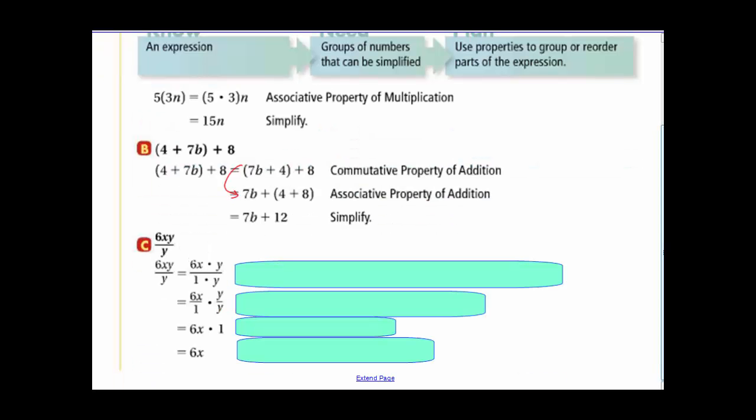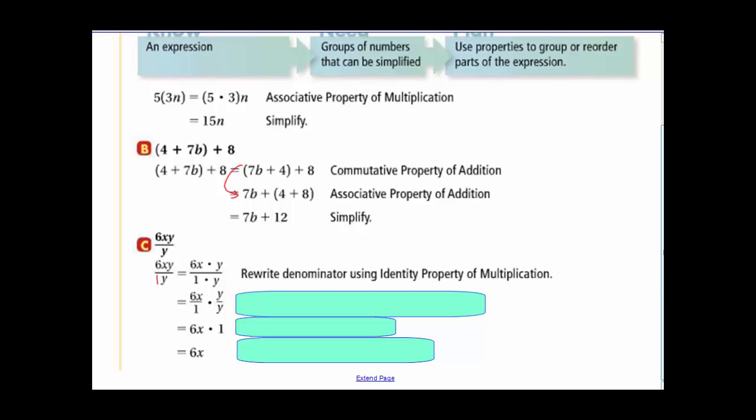Letter C, we're taking 6xy over y, or divided by y, and we're trying to simplify as best we can. Well, notice what we did on the right. First thing is we took the 6x and then broke out the times y, and then there's really a 1 in front of here, so we just made it 1 times y. What that is, is we're rewriting the denominator using the identity property of multiplication. Identity, with that 1 times something.